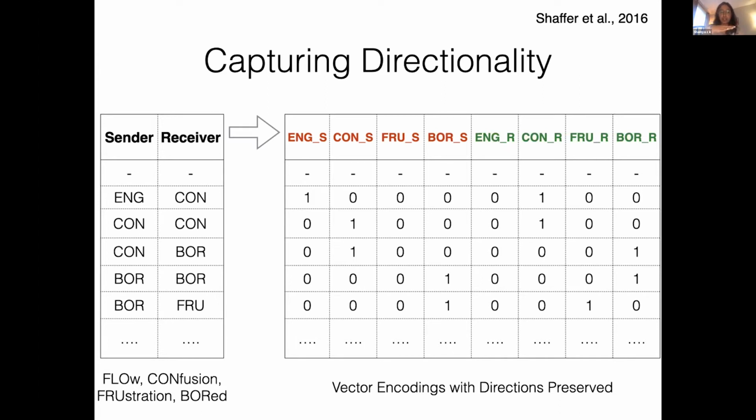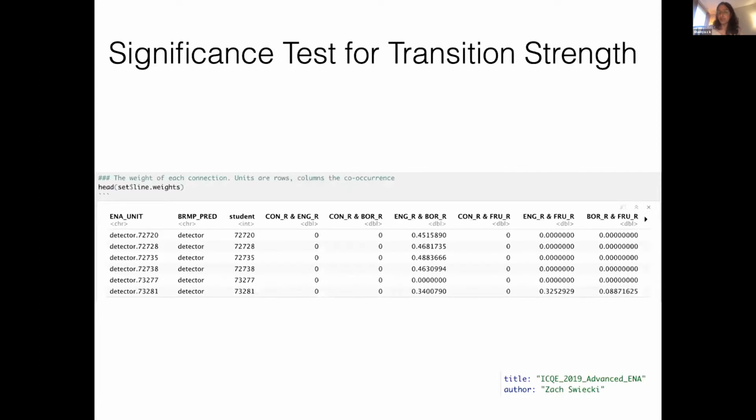So the first row here, which is a transition from engagement to confusion, you would see that engagement underscore S, which is the sender, is active, and confusion underscore R, which is the receiver, is active. So this was to capture directionality, but we also had to establish a significance test for transition strength, and that's where we turn to RENA.